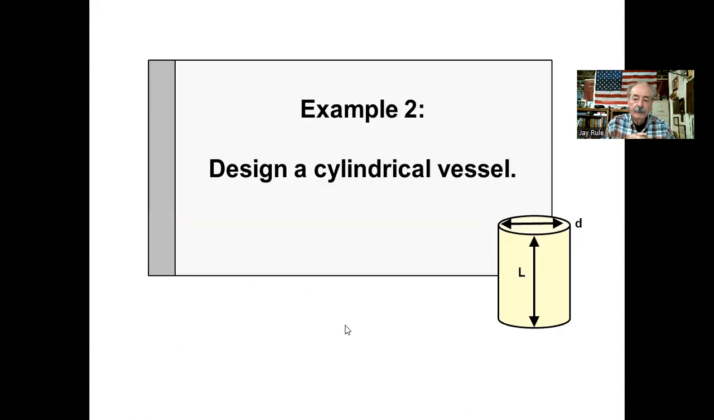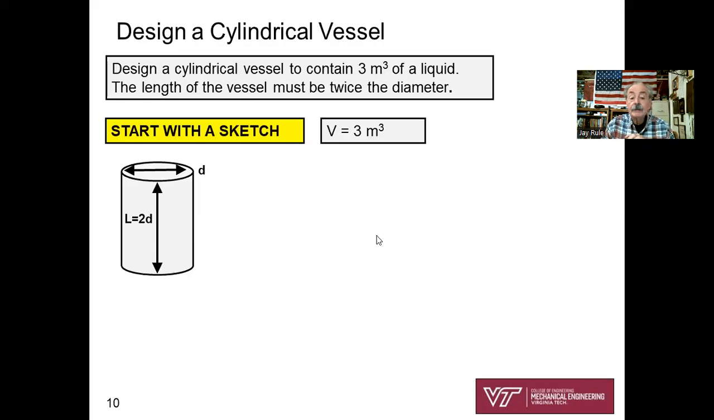It's very typical that you're going to be expected as an engineer to design a vessel. For this one, I want you to design a cylindrical vessel that can contain 3 cubic meters of a liquid. And the other part is the length of the vessel, or the height, has to be twice the diameter. Okay, we'll start with a sketch. And so here's our sketch: a cylindrical vessel, showing the diameter d, and I'm showing that the height or the length is 2d. And the volume has got to be 3 cubic meters.